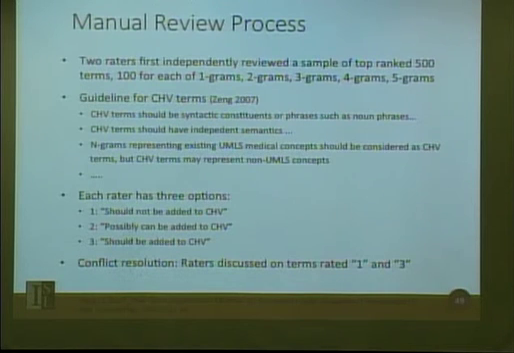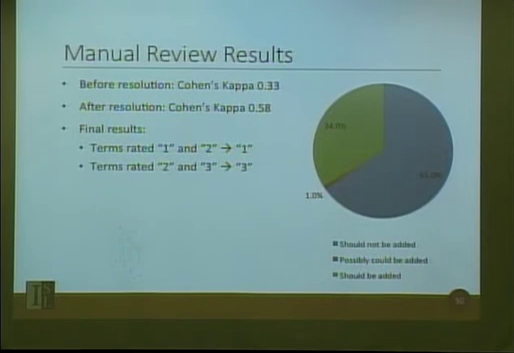And because some raters may rate 1, 2, or 3, there's some conflict resolution happening. We only look at all these terms that are rated 1 by one evaluator and 3 by another evaluator, because that means there is significant disagreement. We need to resolve that. So this is our manual review process.